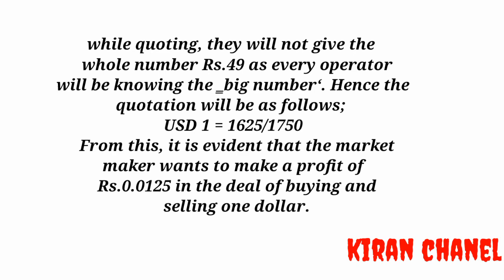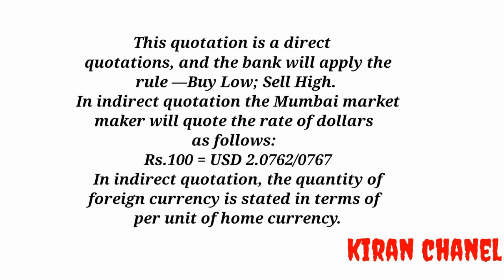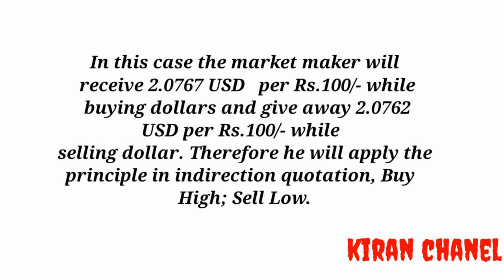This quotation is a direct quotation, and the bank will apply the rule buy low, sell high. In indirect quotation, the Mumbai market maker will quote the rate of dollar as follows: Rs 100 equals USD 2.0762 to 0767. In indirect quotation, the quantity of foreign currency is stated in terms of per unit of home currency. In this case, the market maker will receive 2.0767 USD per Rs 100 while buying dollars and give away 2.0762 USD for Rs 100 while selling dollars. Therefore, he will apply the principle in indirect quotation: buy high, sell low.